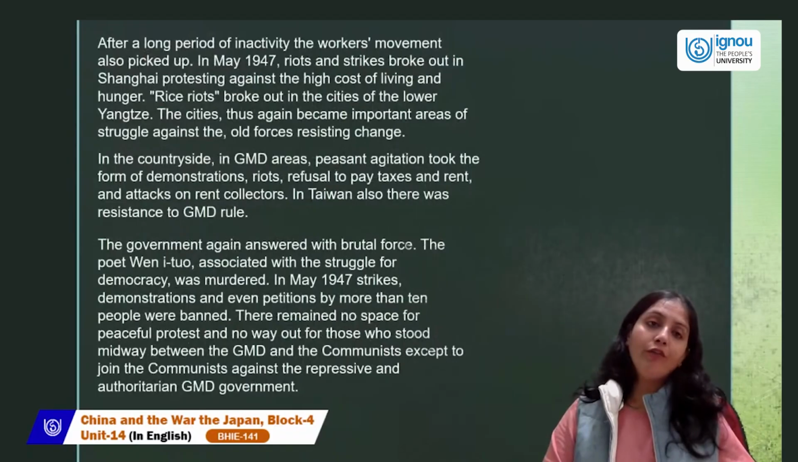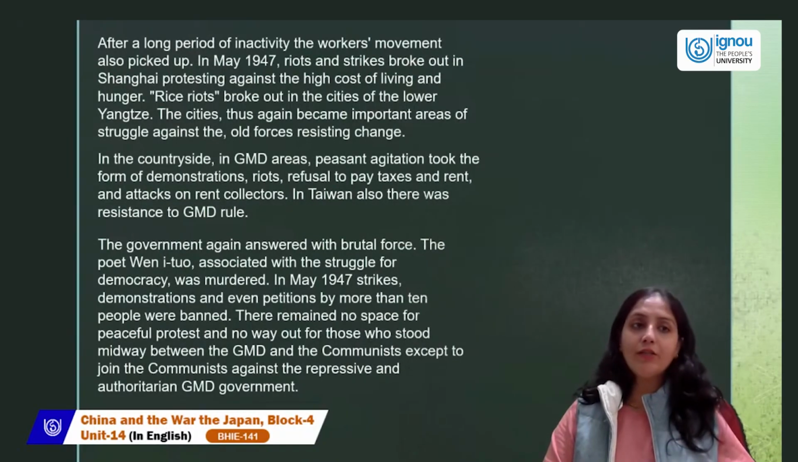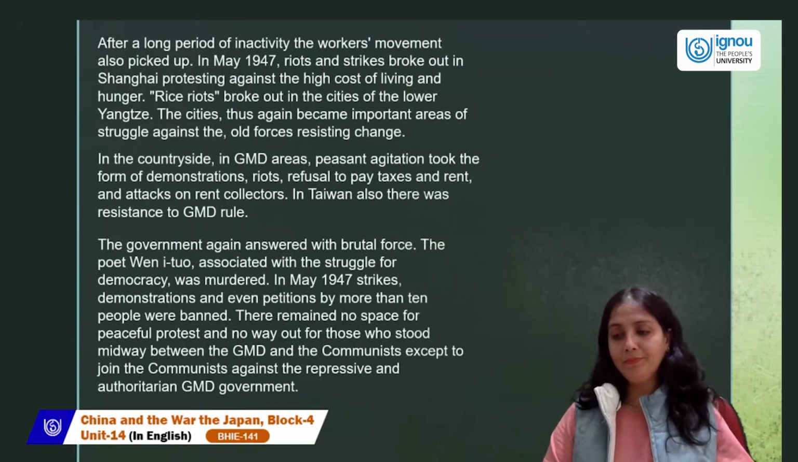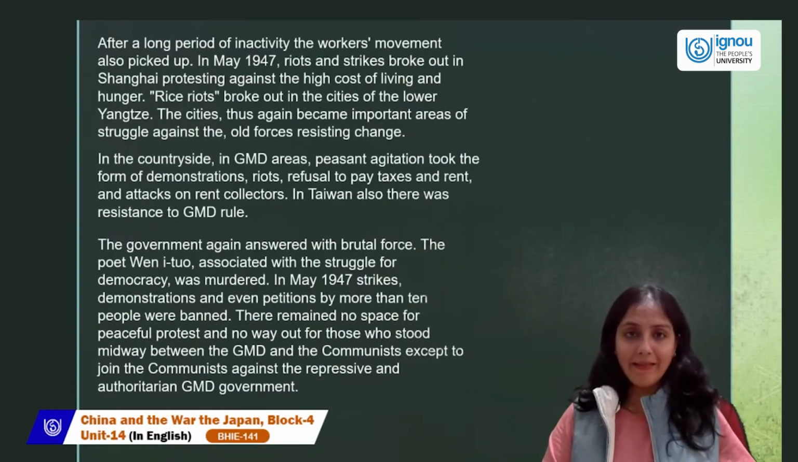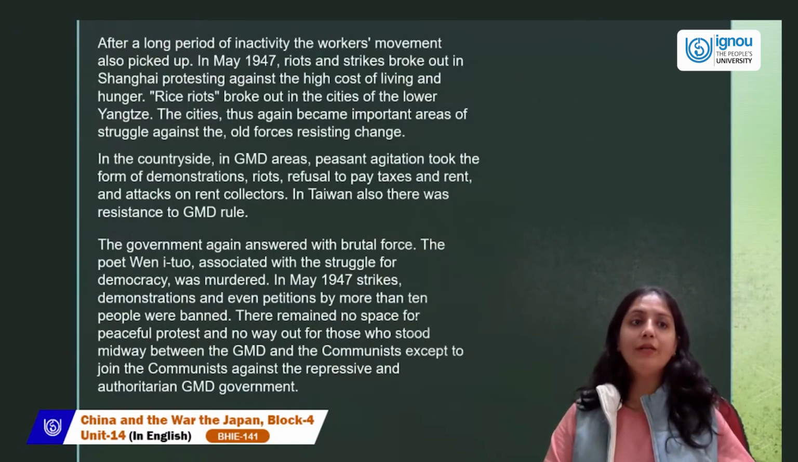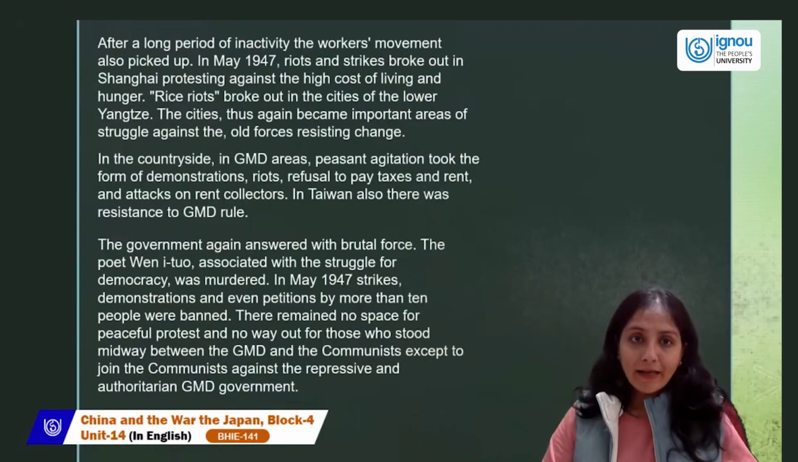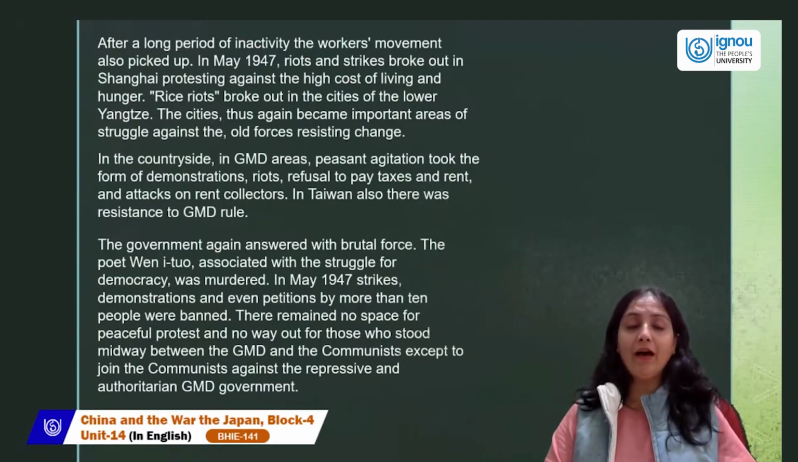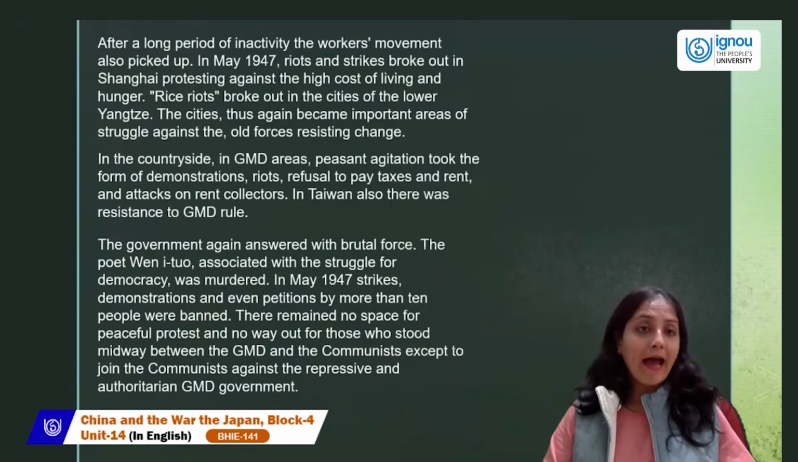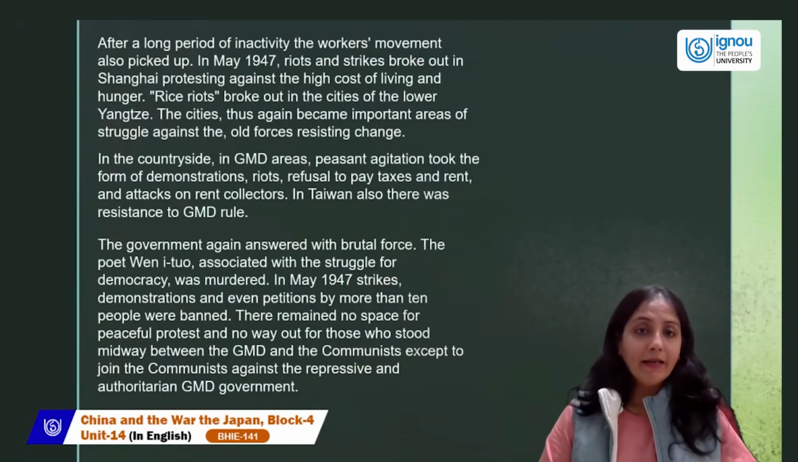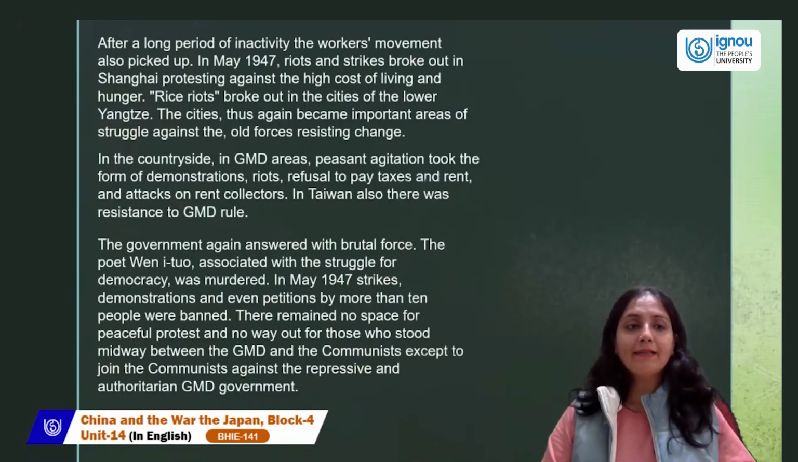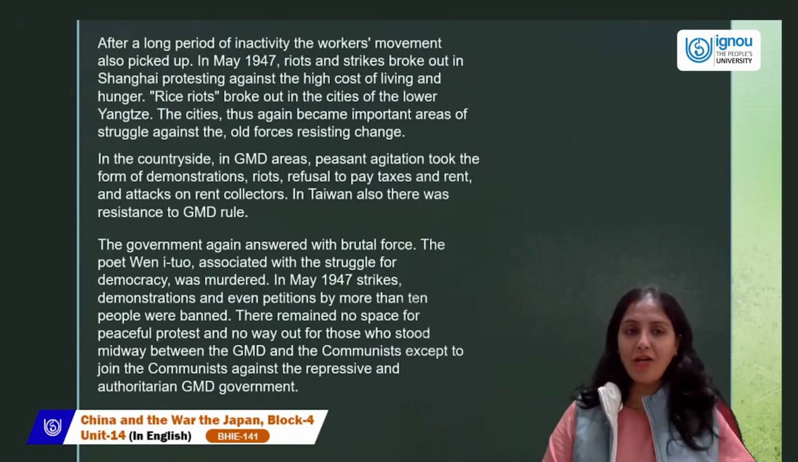After a long period of inactivity, the workers' movement also picked up. In May 1947, riots and strikes broke out in Shanghai, protesting against the high cost of living and hunger. Rice riots broke out in the cities of the Lower Yangtze. Cities again became important areas in the struggle against the old forces resisting change.